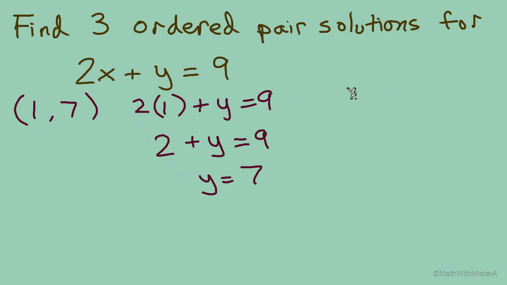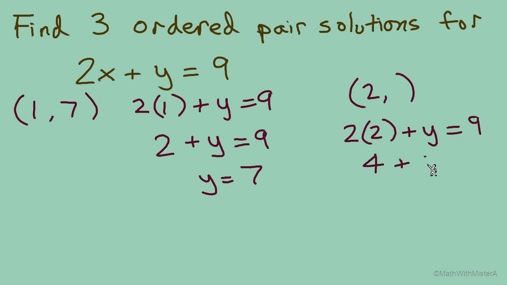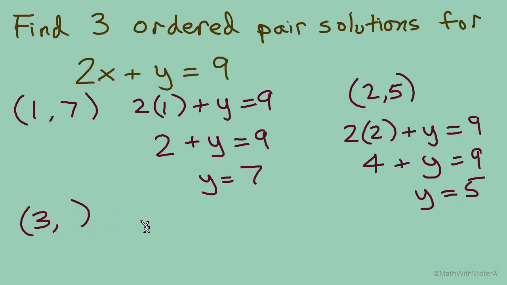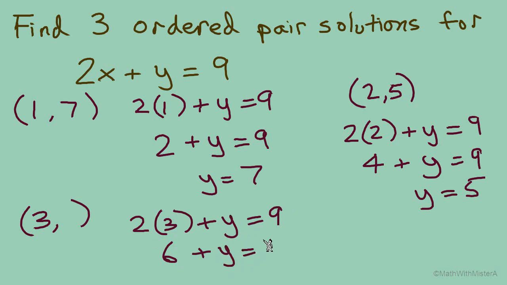Let's choose x equals 2. So we'll rewrite the equation, but put 2 in place of x. 2 times 2 plus y equals 9. So 4 plus y equals 9, and this shows that y equals 5. There's another ordered pair solution. Should we just keep moving in the same direction, choose x equals 3, and figure out y? We can do that. 2 times 3 plus y equals 9. 6 plus y equals 9, so that means y equals 3. And there's our third ordered pair solution.